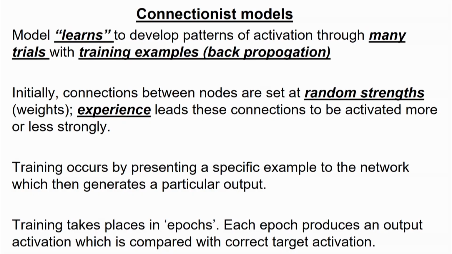Initially, as I said, connections between nodes are set at random weights. Experience leads these connections to be activated more or less strongly. Each time it produces an output, this output is compared to a set of true features, matched to what should be expected as an output, and the closer the match, the better the training. If it is not closer, then the model adjusts the weights accordingly and either deletes some of the features or increases some of the features, and this goes on making the connections. So, training occurs by presenting a specific example to the network which then generates a particular output.